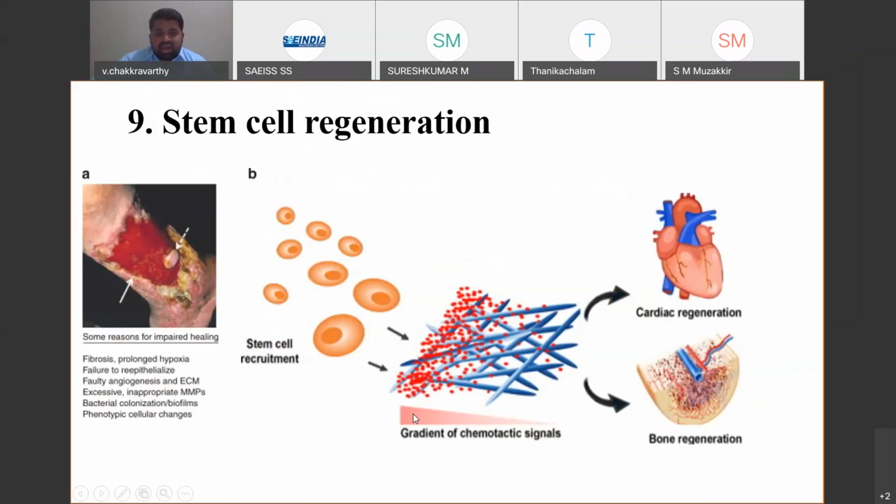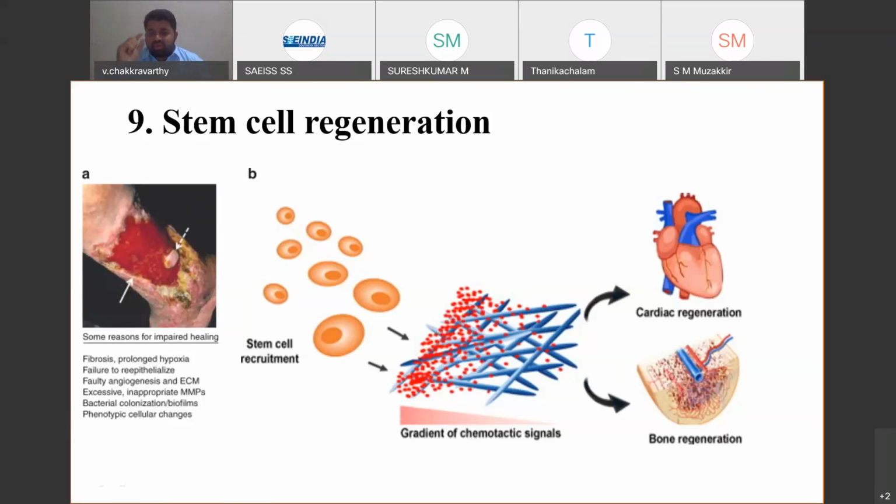Okay, then the last one I would like to cover is the stem cell regeneration therapy. Many people would not be aware about this technique. For example, if some patient is having a cardiac arrest, and the cardiac muscle has become completely dead, then you could inject some quantity of stem cells. Stem cells are present in the bone marrow, and in the umbilical cord of the baby.